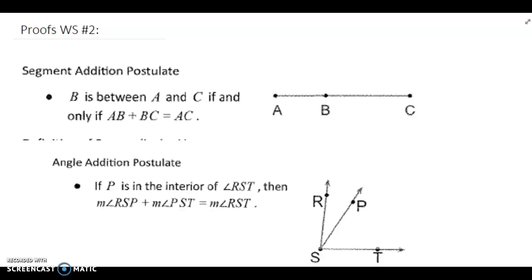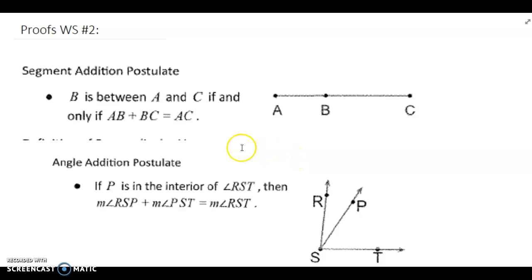Okay, let's look at worksheet number 2. Now notice at the top it says proofs worksheet number 2, and then it says segment and angle addition postulate. So all the things we've been using, we're going to keep using, and now we're just going to add the segment and angle addition postulate into the mix.